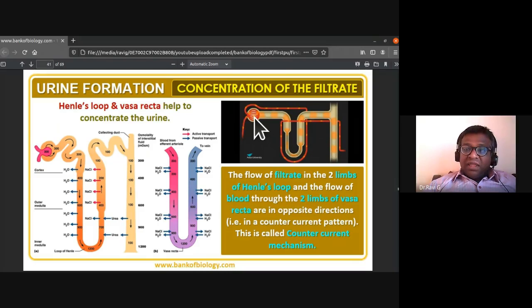So the flow of filtrate in the two limbs of Henle's loop and the flow of blood through the two limbs of vasa recta. You can see when the ascending limb is climbing up, the blood is climbing down. So they are in opposite direction, isn't it? Here when the descending limb is flowing down, the blood is climbing up. So they are in opposite direction. So this is called the counter current mechanism. So Henle's loop and vasa recta help to concentrate the urine.